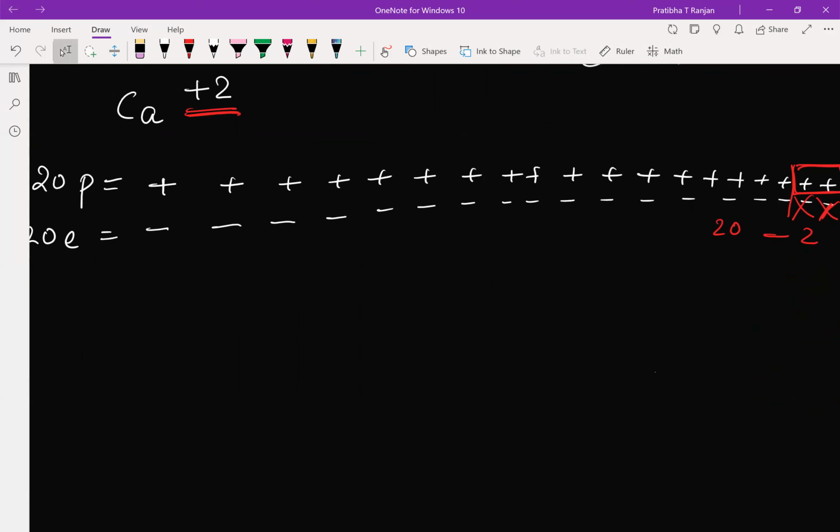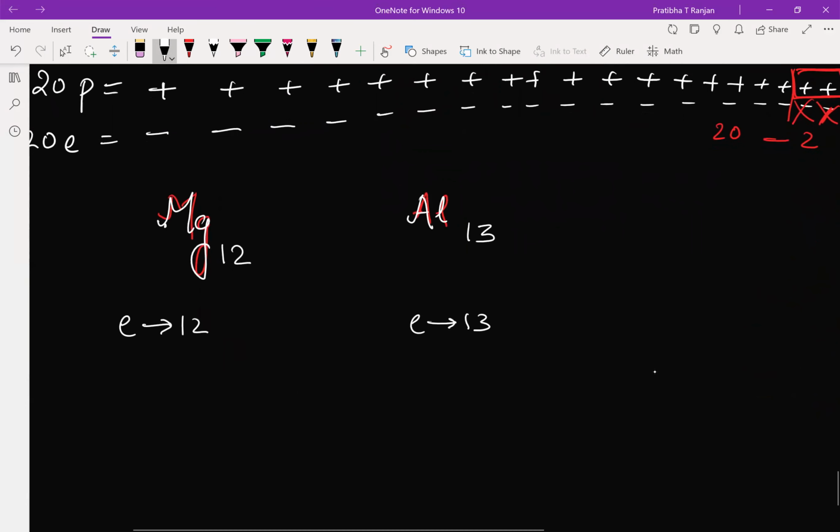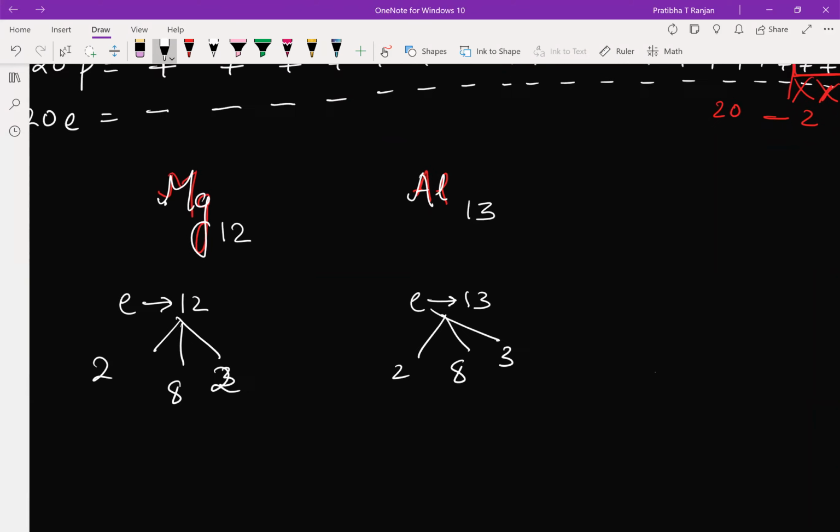Let's take one more example. Here I'm taking the case of magnesium. Or let's take the example of magnesium and aluminum together, right? Magnesium is 12 and aluminum is 13. So 12 means the electrons are also 12, and here the electrons are 13. If we divide into the configuration, it is 2, 8, and 2 here, and here it is 2, 8, and 3, right?